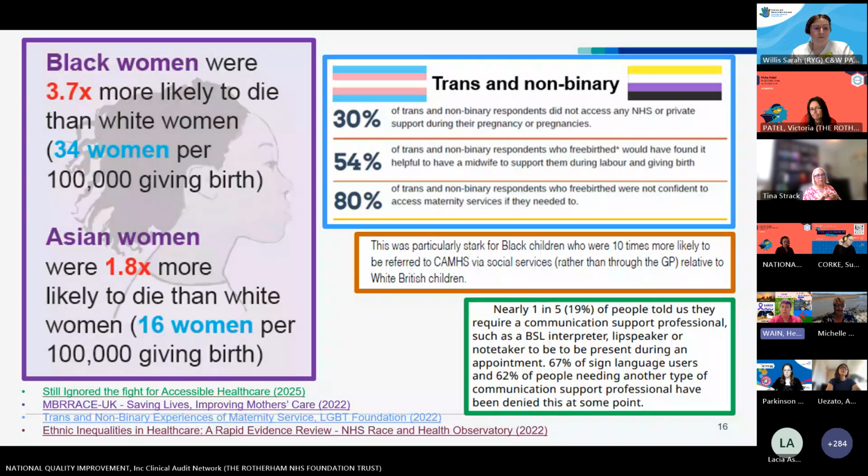We know that Black children are 10 times more likely to be referred to CAMHS via social services rather than via their GP in comparison to white children. And we also know that 67% of sign language users have been denied professional communication support at some point in their healthcare journey. These are things that we already know and things that we need to start to deal with. Next slide, please.